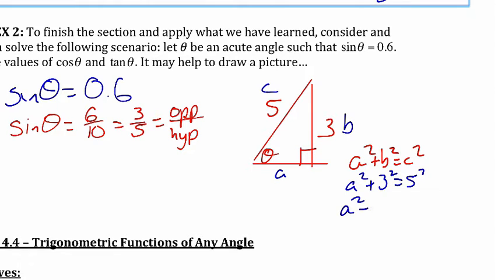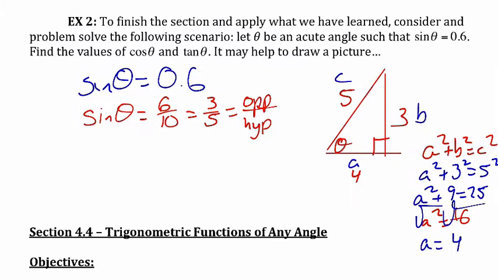We got a squared plus 9 equals 25. There we go. Subtract 9 from both sides, we get a squared equals 16. To solve for a, we're going to take the square root of both sides, and we end up with a equals, and since we're only talking distance, we're just going to focus on the positive, so a is 4.